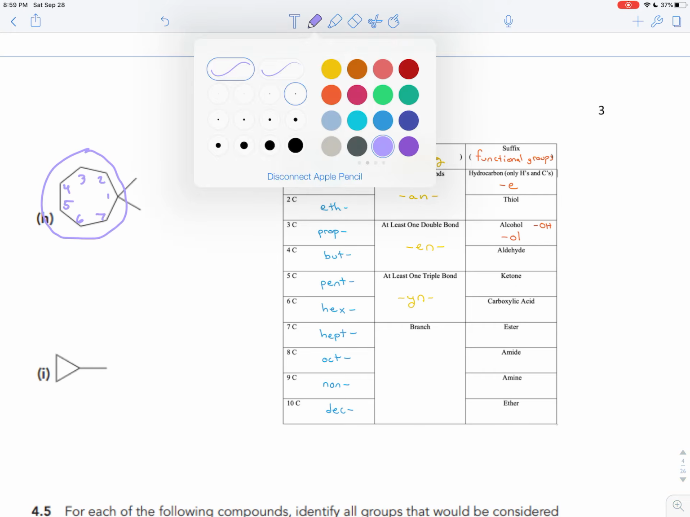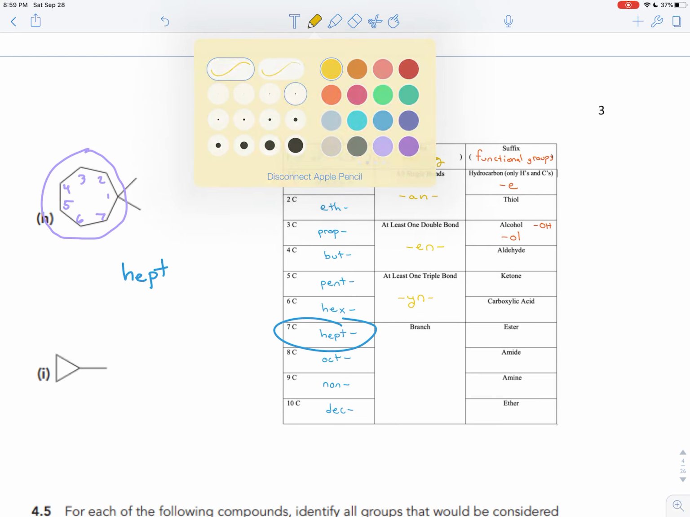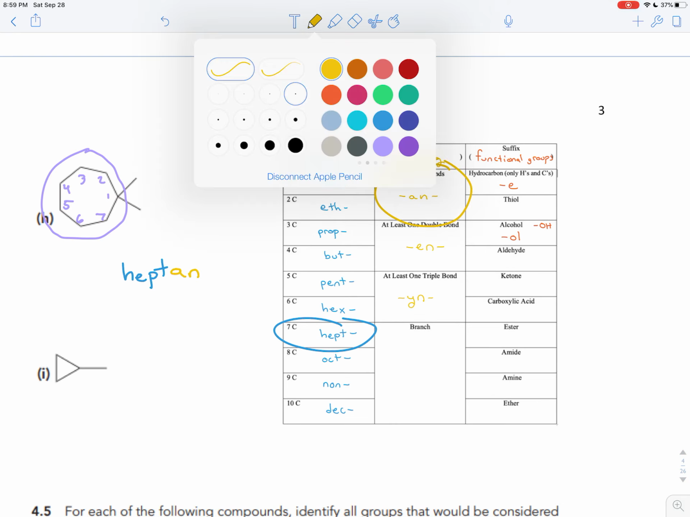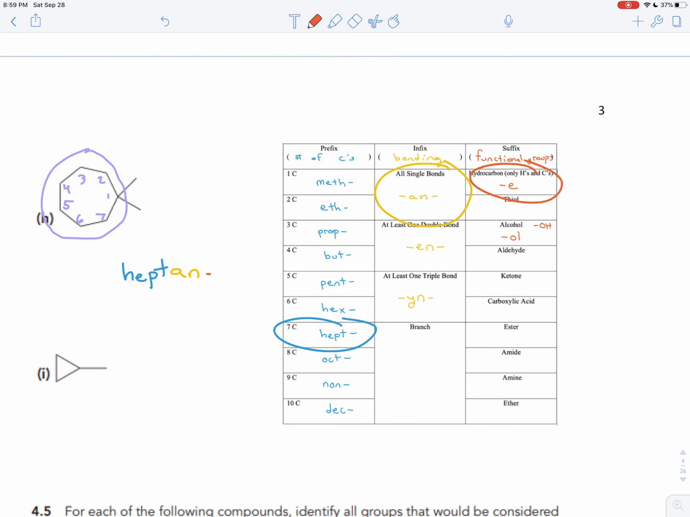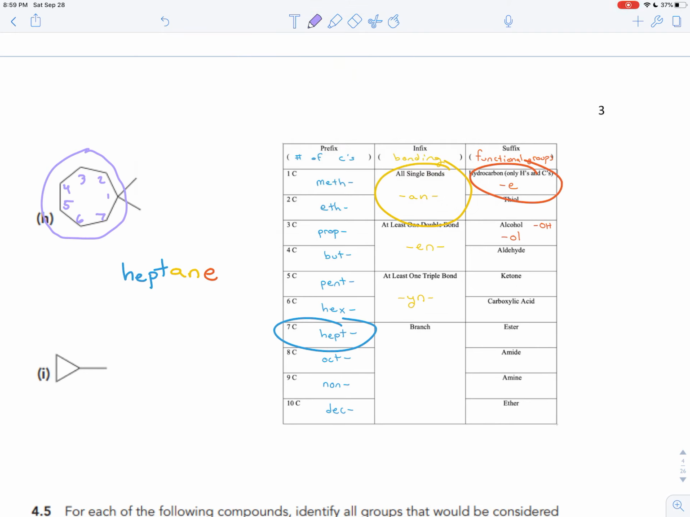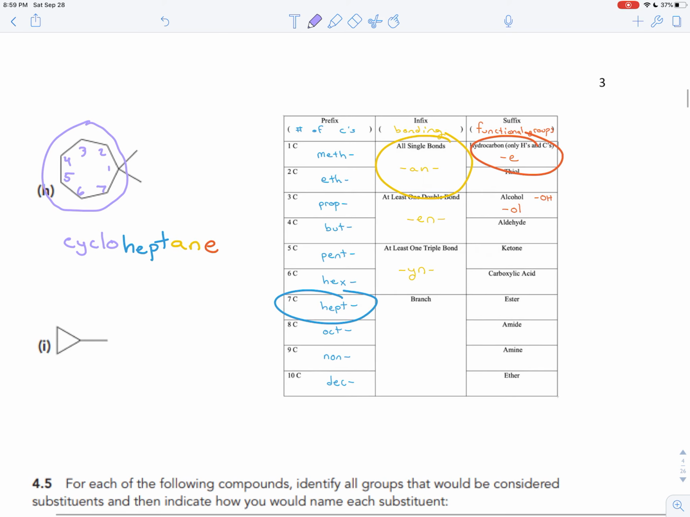It has 7 carbons. The prefix for 7 carbons is hept. It has all single bonds. The infix for all single bonds is AN. It's a hydrocarbon. You don't see the symbols for any other element there, and so the suffix is E, so that's heptane. Not only that, but it's going in a ring, and so in front of that name, we just have to put cyclo. And so the name for that backbone is cycloheptane.